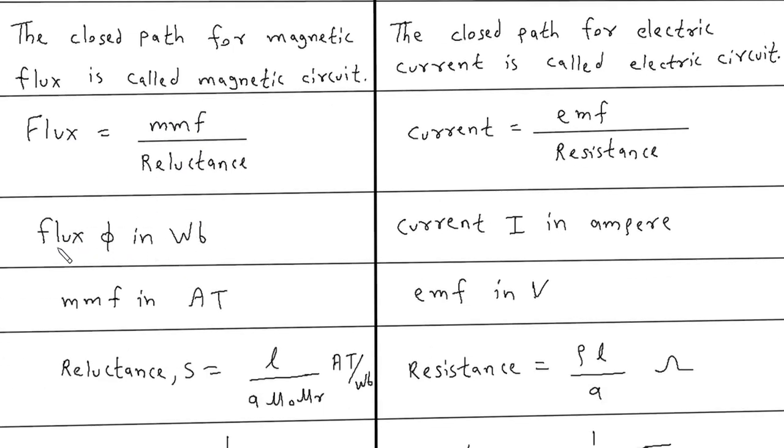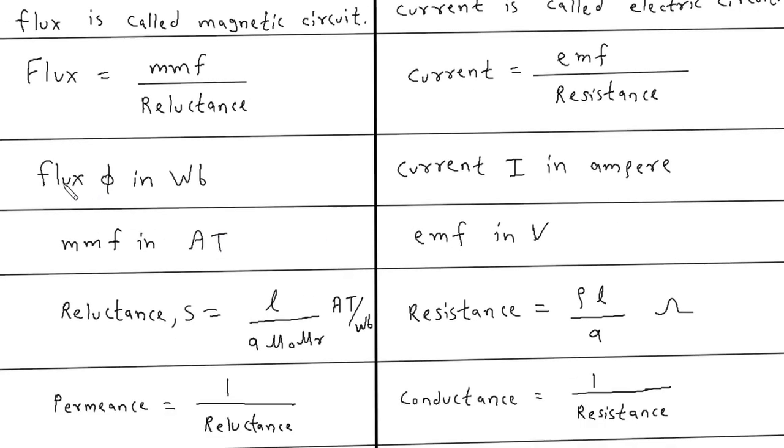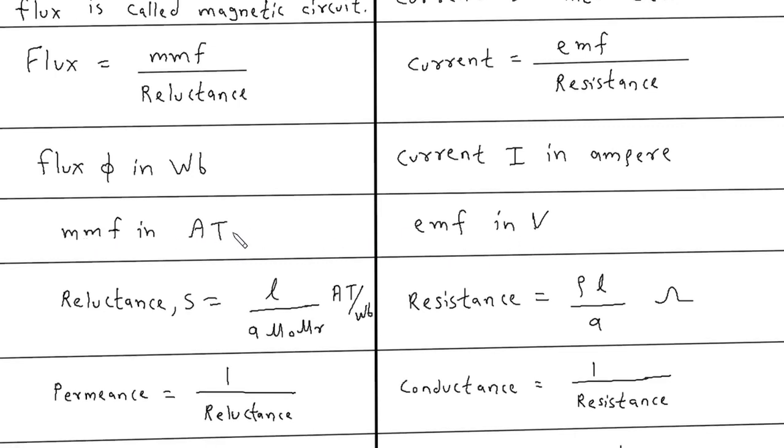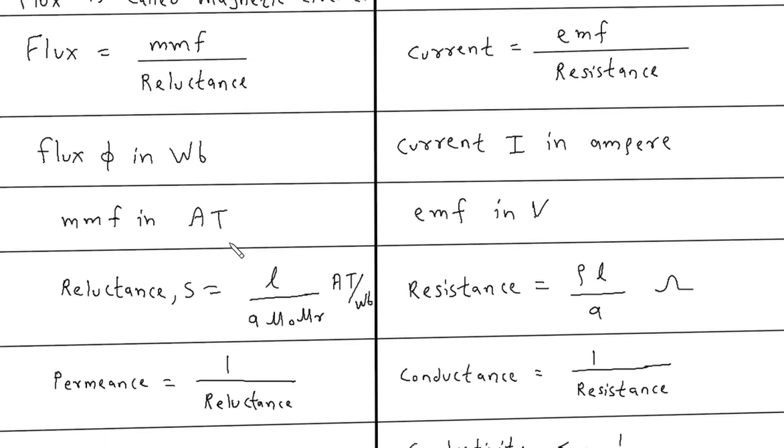In a magnetic circuit, flux phi is in Weber and in an electric circuit, current I is in ampere, because this flux resembles current. And in a magnetic circuit, MMF is in ampere turn. And in an electric circuit, EMF is in volts, because this MMF and EMF resemble.